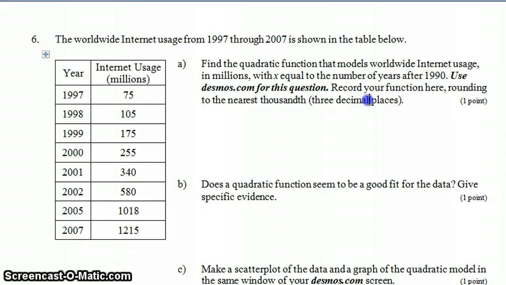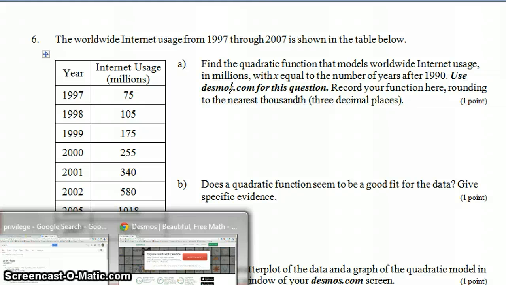And just to clear up a little misunderstanding, this is the word decimal. This is the word Desmos. They're not the same thing. Okay? Glad that we have that clear.